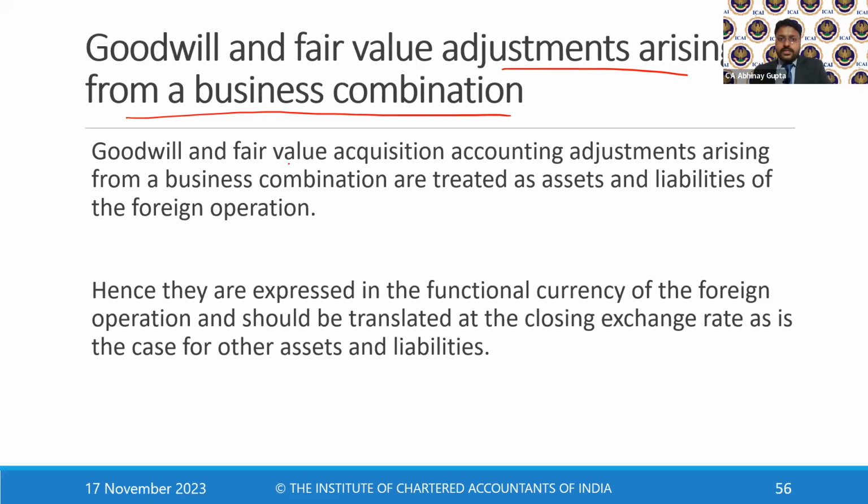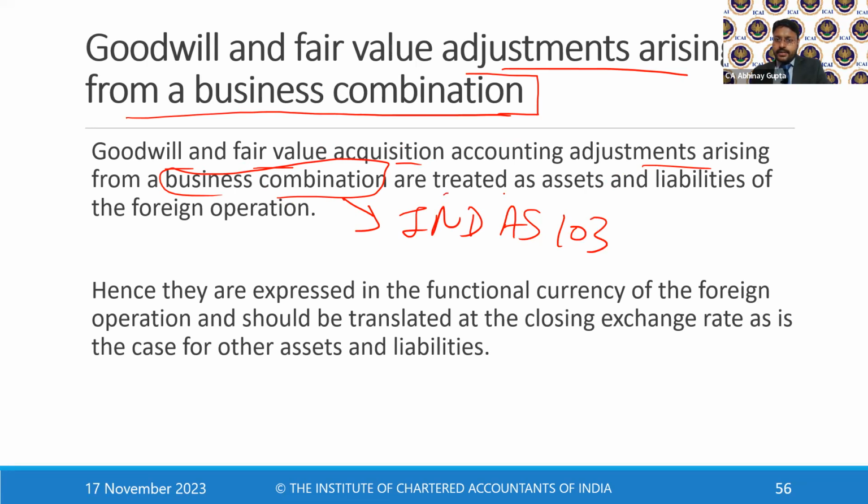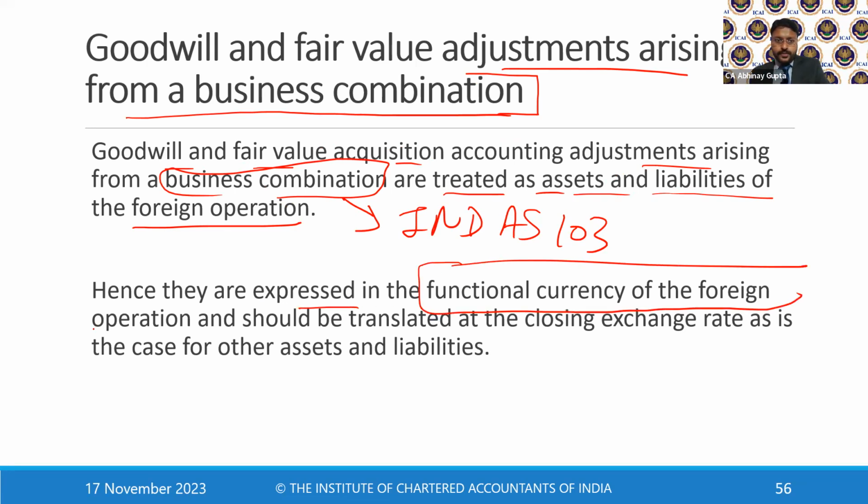Now, what the business combination standard says is that goodwill is accounted for on the acquisition. So goodwill and the fair value acquisition accounting adjustments arising from a business combination, that is Ind AS 103, are treated as assets and liabilities of the foreign operation, right? Hence, they are expressed in the functional currency of the foreign operation. Yes or no? Yes. And should be translated using the closing rate, as is the case for other assets and liabilities.